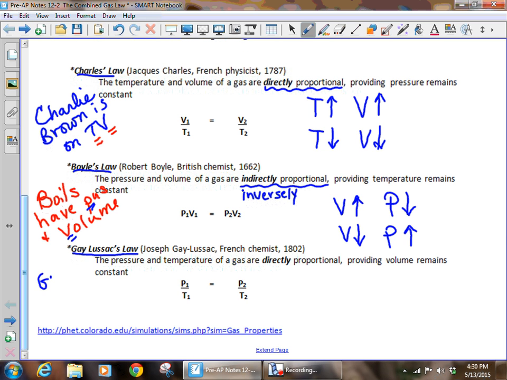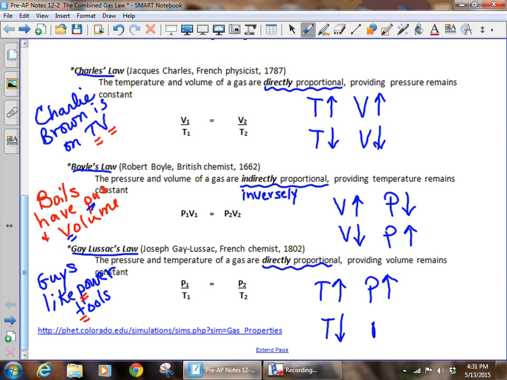Gay-Lussac's law, we use guys like power tools. Now I'm saying that girls like power tools as well, but it doesn't work with our analogy. So this is to help us remember that Gay-Lussac's law deals with P and T, pressure and temperature. Just like Charles' law, this is a directly proportional relationship. So when temperature goes up, so does the pressure. When temperature goes down, the pressure does as well. So these are the three laws.